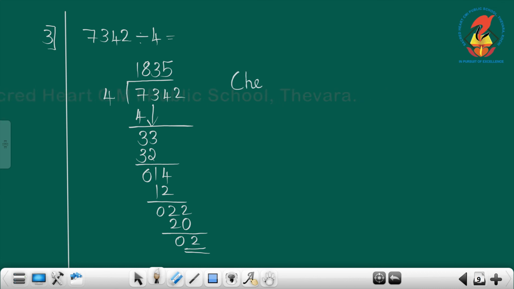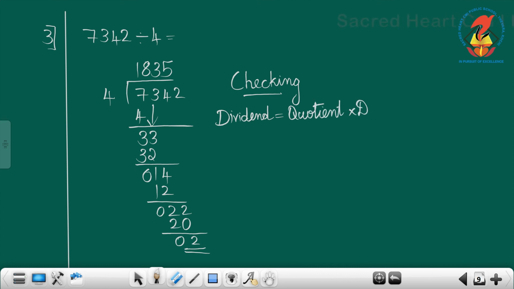Checking. How can we check the answer? Dividend equals quotient into divisor plus remainder. Okay. So, what is the quotient here? It's 1835.